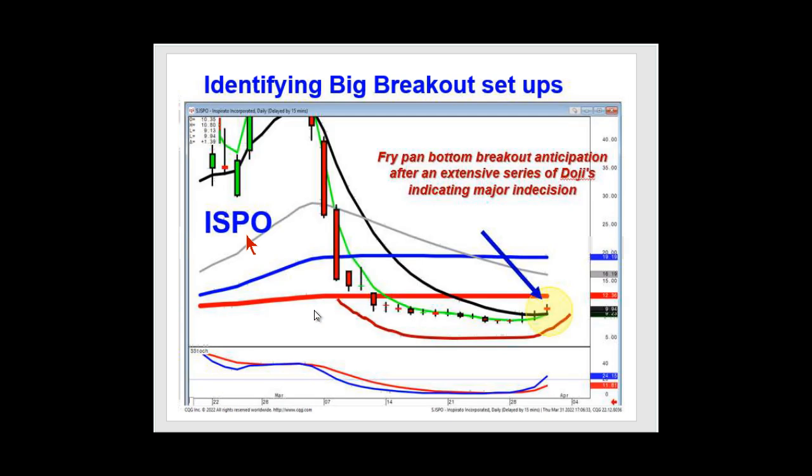So that was why we recommended this one, ISPO, this morning. Because look at your fry pan bottom setting up with a series of dojis. Now remember, identifying this is telling you the probabilities are pretty strong you're going to be moving in this direction, a positive direction. Again, just the fact that you have a series of dojis. Remember our doji rules. If one doji means indecision, a series of dojis is greater indecision.